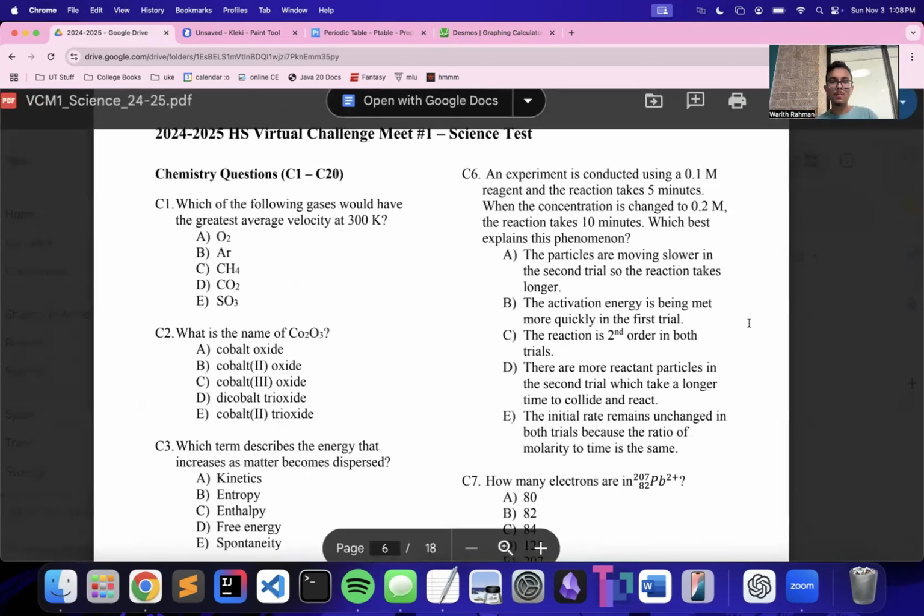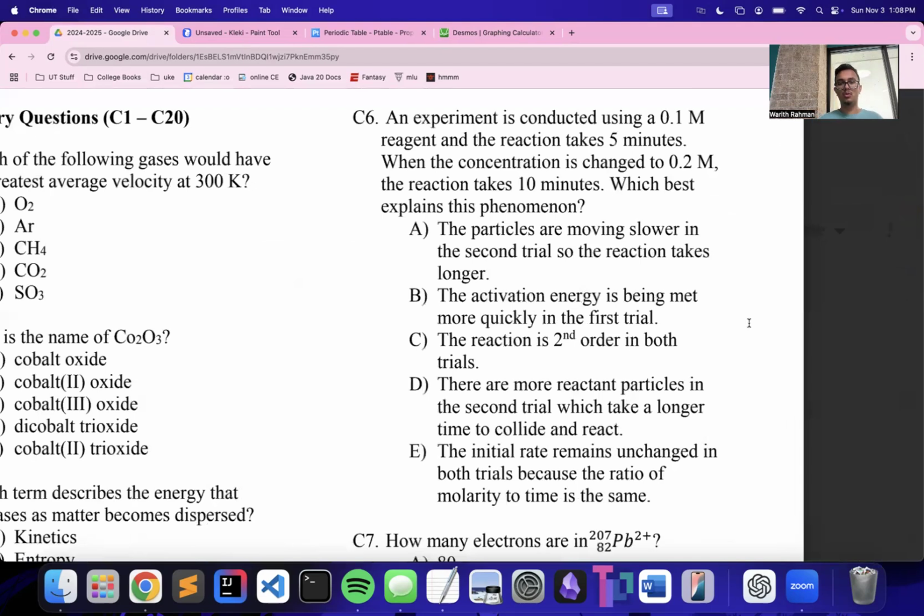An experiment is conducted using a 0.1 molar reagent, and the reaction takes 5 minutes. But when we double the concentration, it takes 10 minutes. What describes this phenomenon? Okay, so in A, we're saying that the particles move slower, so the reaction takes longer. Although particles moving slower would mean that the reaction takes longer, it doesn't really make sense for the molecules to suddenly slow down just because we added more. So A is probably incorrect.